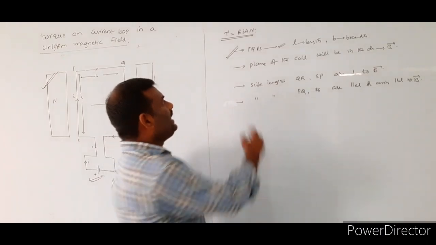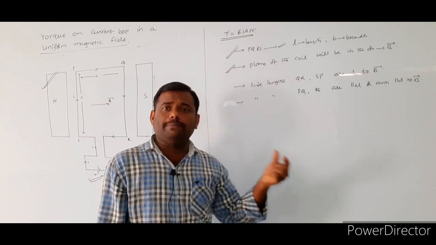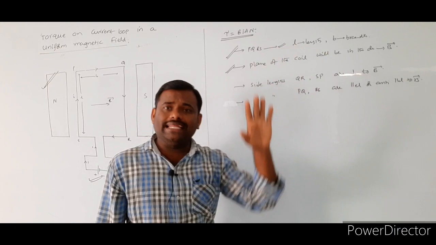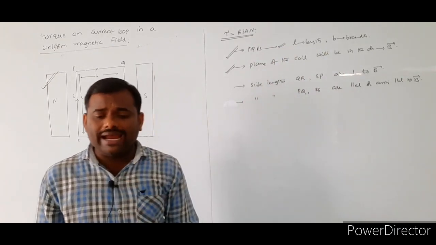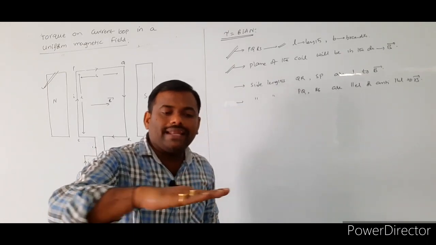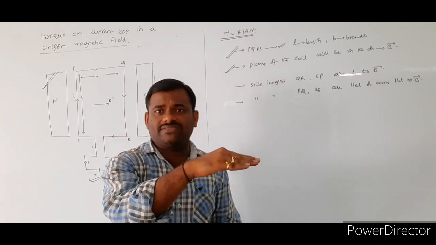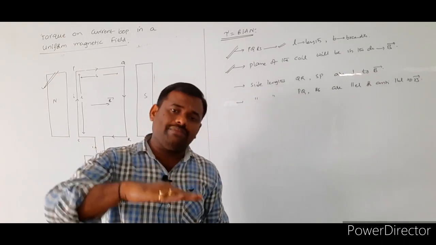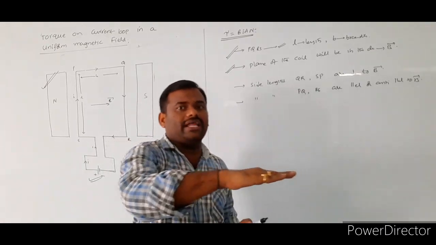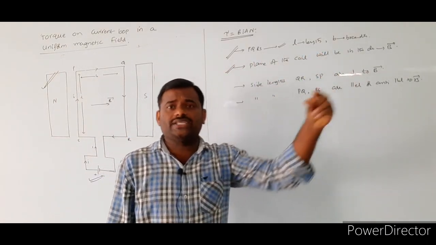Next, how will the plane of the coil be placed? The plane of the coil will be parallel to the direction of the magnetic field. Suppose the magnetic field acts from north to south pole; the plane will be like this, not like this. If it is like this, the plane will be perpendicular to the direction of the magnetic field. So here the plane is parallel, meaning this is the XY plane and the magnetic field is also acting along the same direction. That is what we call the plane of the coil being parallel to the direction of the magnetic field.